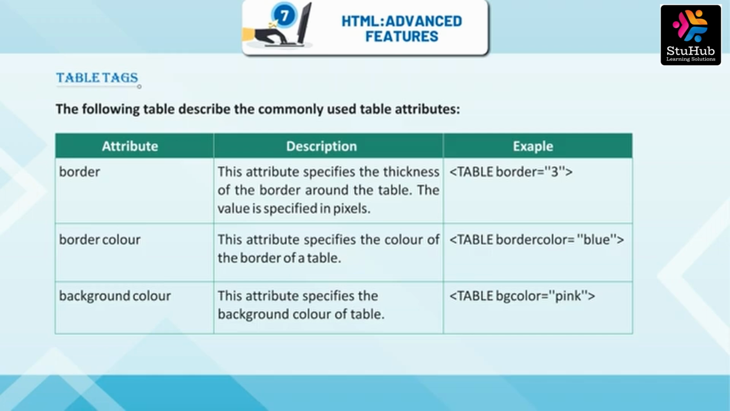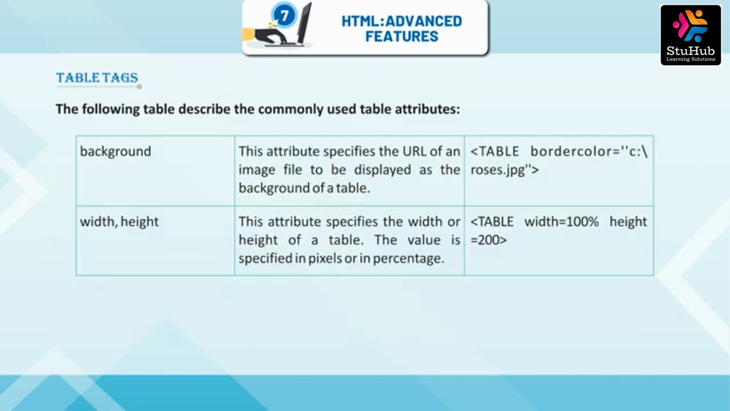Background color. This attribute specifies the background color of table. Open table tag, BG color equals pink in double quote. Background tag. This attribute specifies the URL of an image file to be displayed as the background of a table. Open table tag, background equals c:/roses.jpg in double quotes.